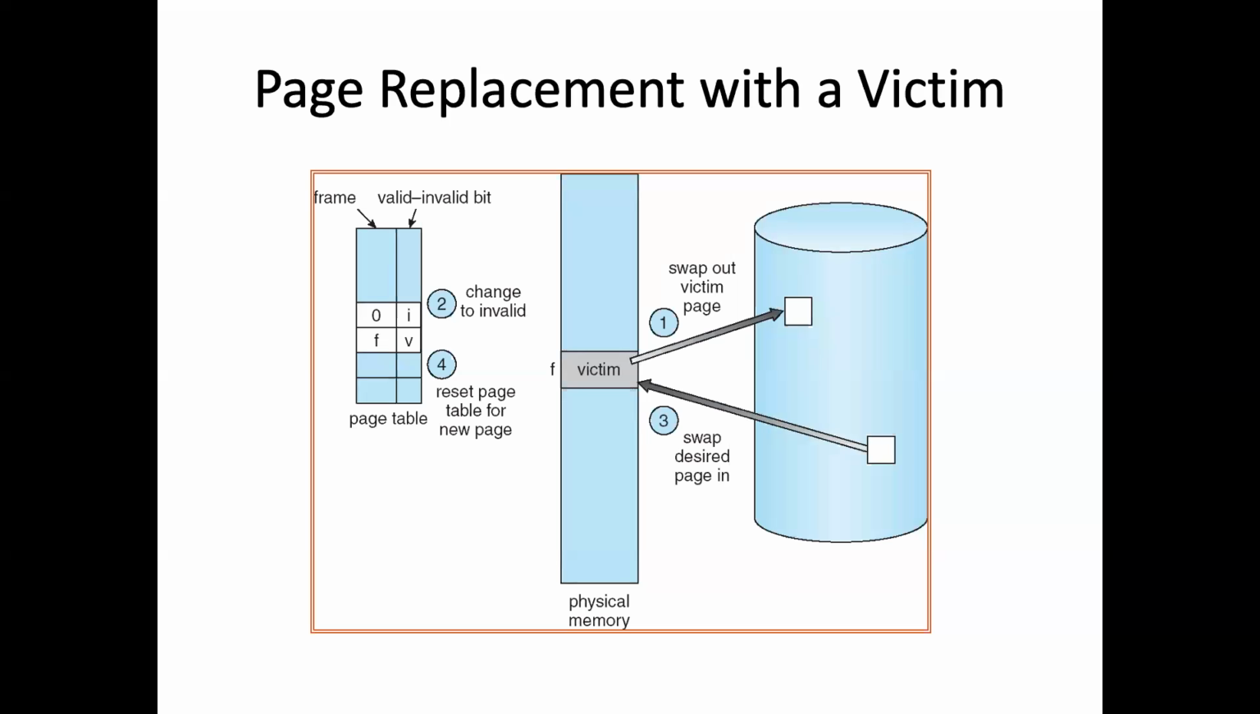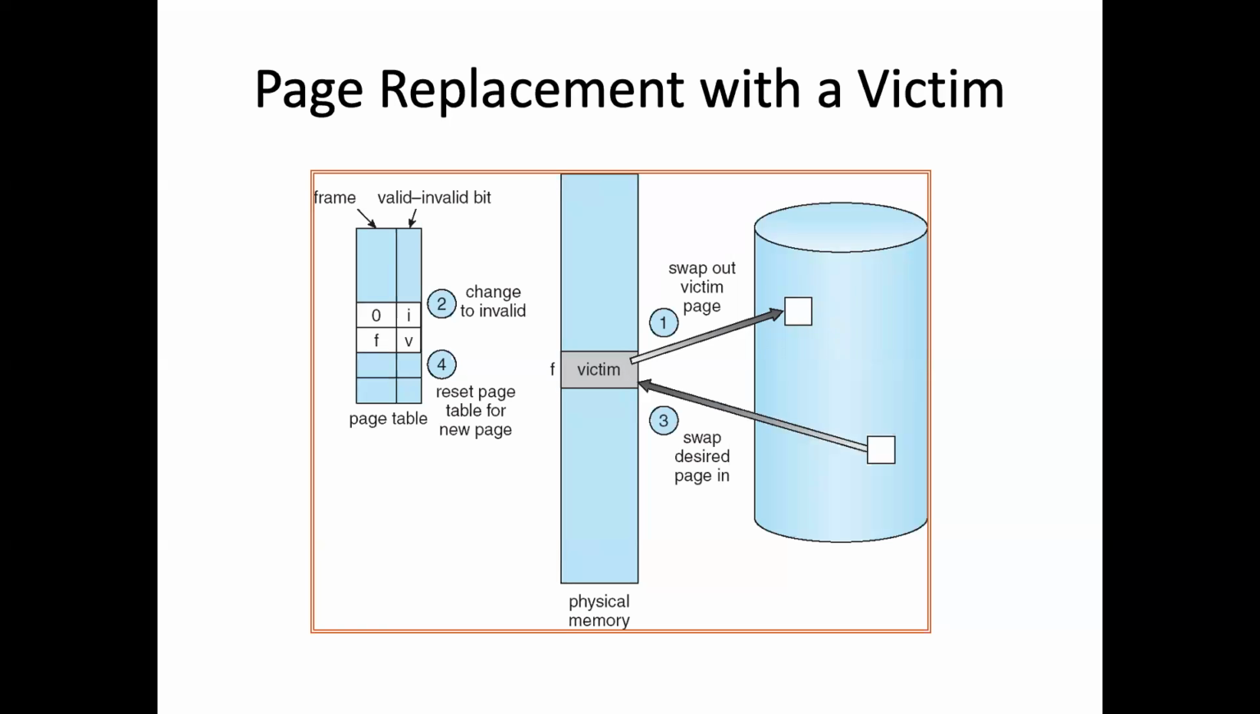This is going to make a page fault even more expensive, because now we need two IO operations, at least we might. If memory is full, we have to pick a victim, we have to page that out. Well, that's an IO operation. And then we have to schedule IO to bring the faulted page into memory. So every time a page fault happens, it's really going to slow down the execution of that process.